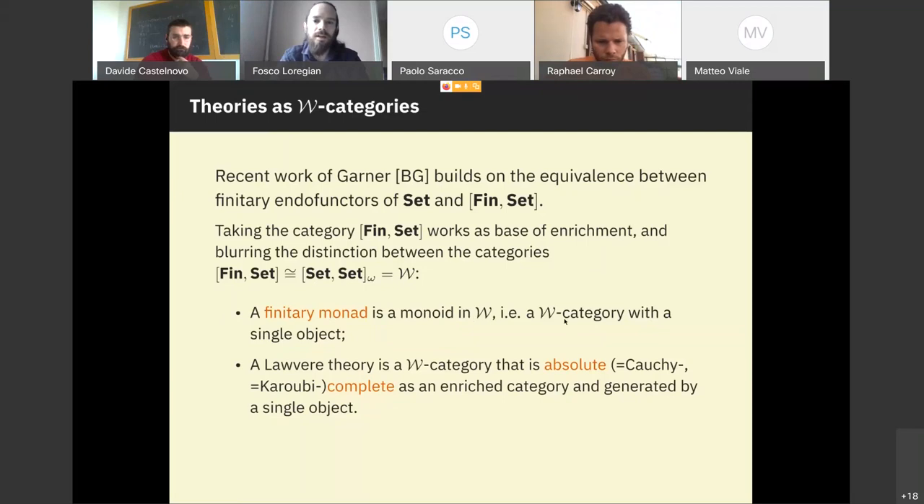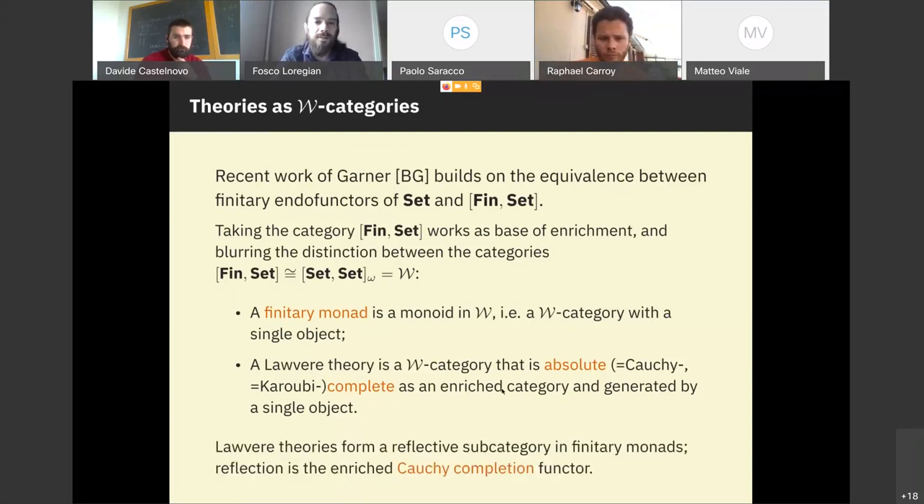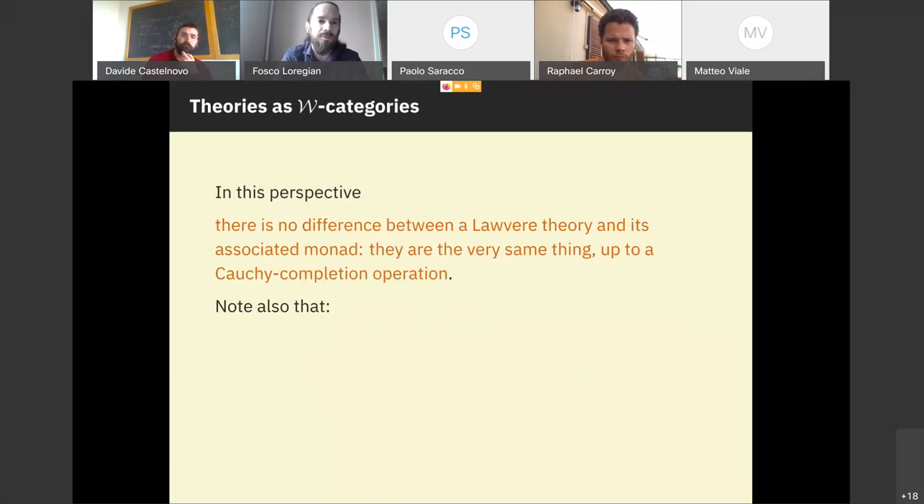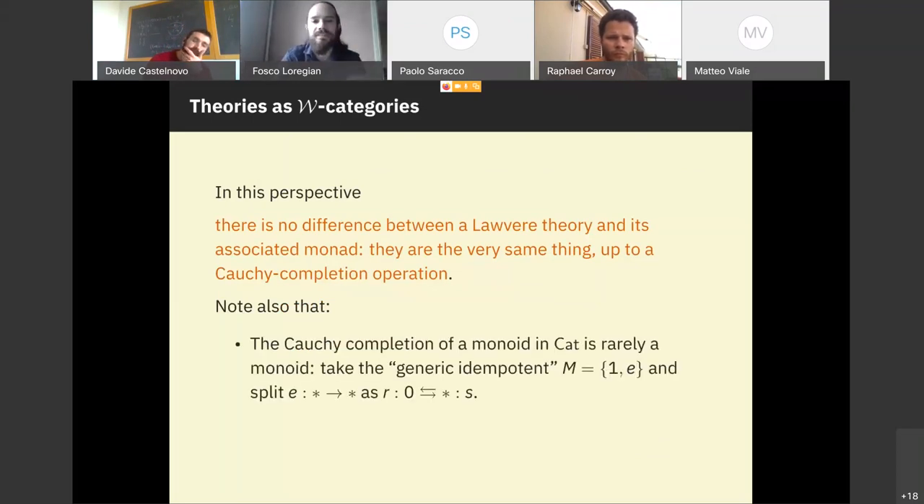If I take the monad, I regard it as a W-category, and I split all idempotents, voila, I get a theory. Absolutely brilliant. So, what's the take home of this result? That the operation of taking a monad and breaking it down to obtain a theory, from the category theorist's point of view, is nothing new. It's just the good old Cauchy completion operation. So in this perspective, there is absolutely no difference between a Lawvere theory and the monad that it generates up to Cauchy completion. Amazing.